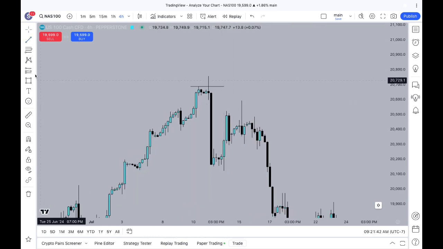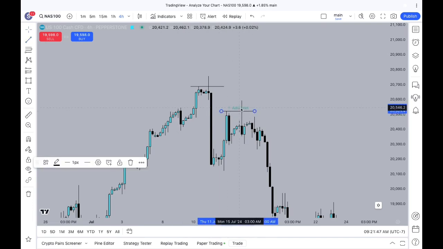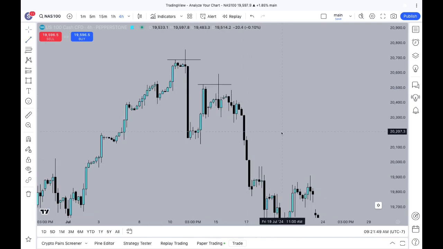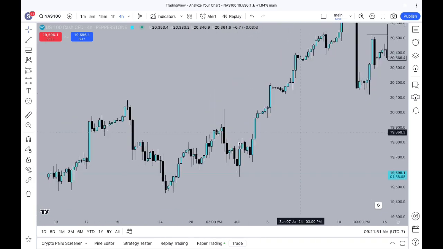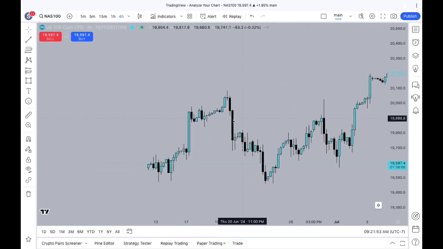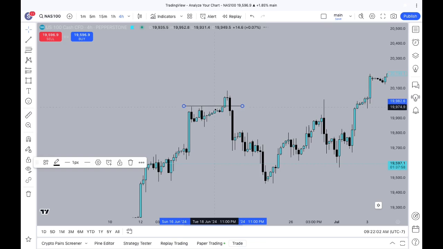As you can see, the wick. Here we have another manipulation. The wick went up, came back down. And let's get one more example. Use this as an example. So as you can see, we did have price displace, and we did end up coming all the way back down.